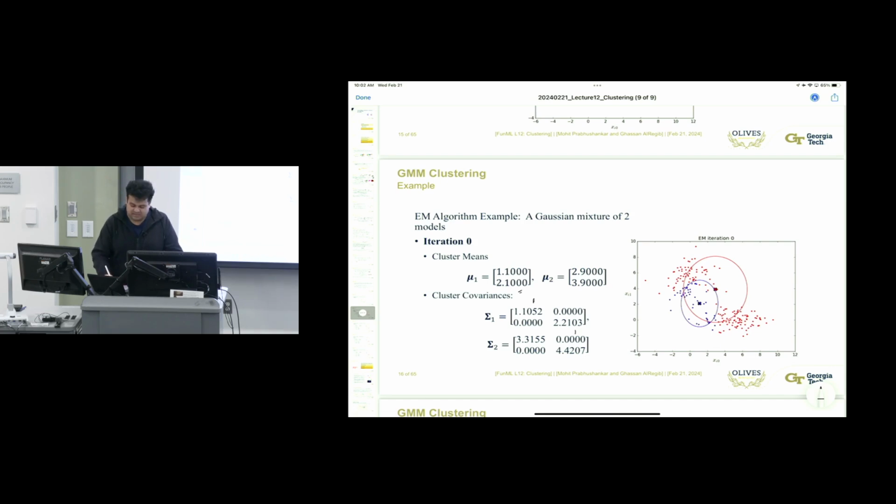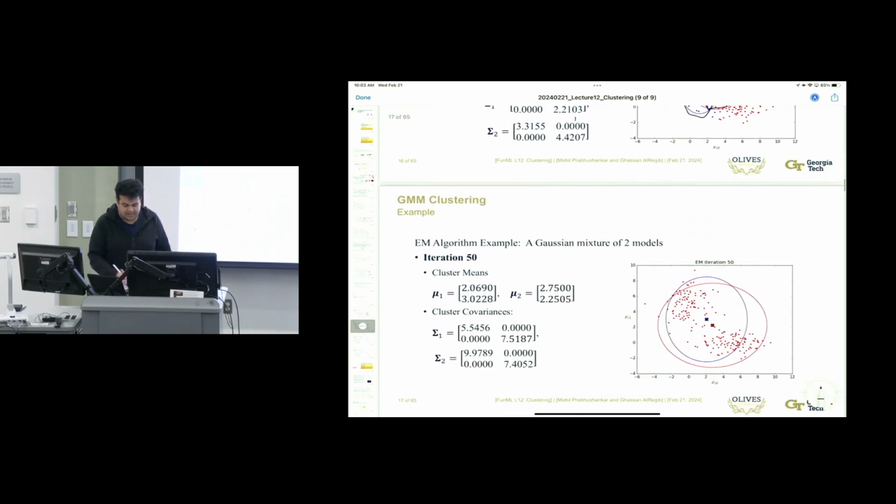That means it's something like this oval over here. And same thing in this case as well. So we are starting with a different kind of Gaussian distribution that is not simply just 1 and 1 in terms of its covariance matrix. Again, it could be something random, and we update this. In iteration 50, it's going to look something like this.